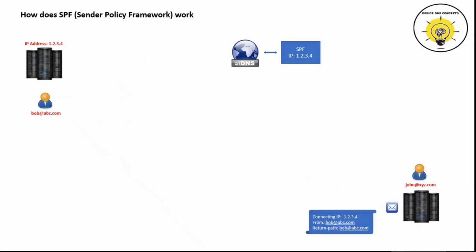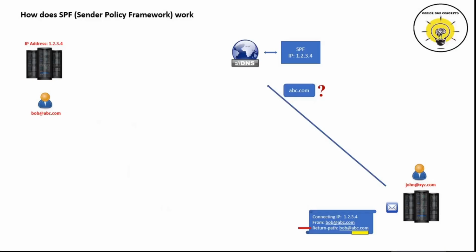When this email is sent to the recipient server of xyz.com organization, that email server will try to find whether this email is a legitimate email or not, or whether this email is actually sent from abc.com domain or not. To validate this, the recipient server will check the return path and it will extract the domain name from the return path. And then it will reach the public DNS of abc.com domain.